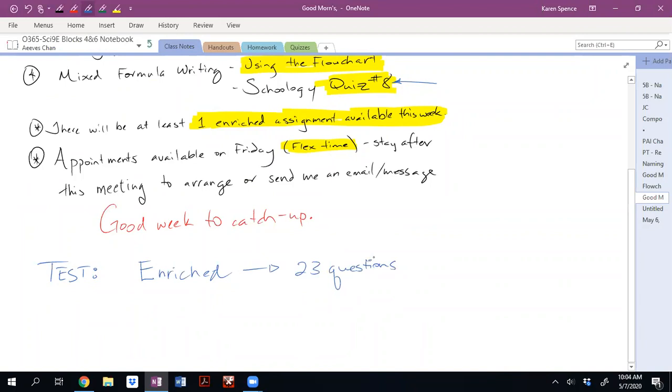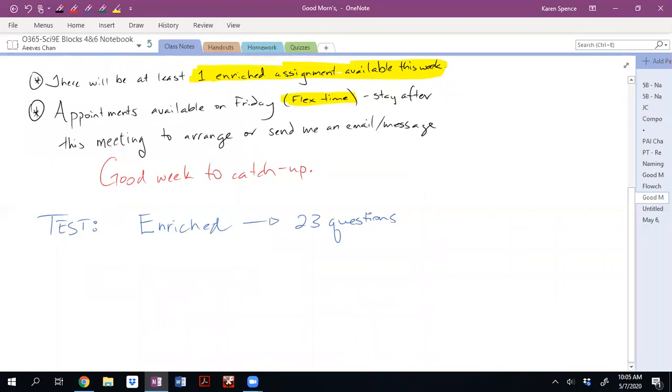There will be a name, there will be a formula. If I write the formula, you're going to give the name. If I write the name, you're going to give the formula. And you will actually do it on paper or you'll type it in.